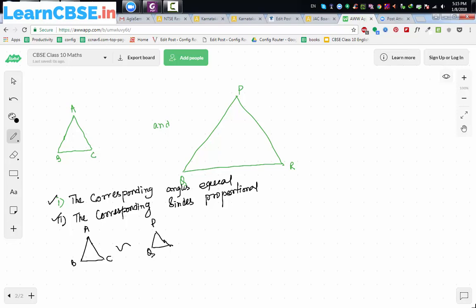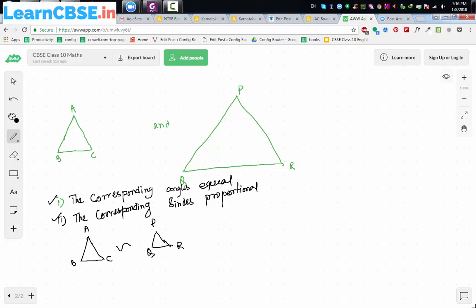Now, what is the difference between congruency and similarity? In congruency, both triangles should be exactly the same, even their area should be the same. But in similarity, that's quite different. They don't need to be the same, but they should look the same, and their areas need not be equal. So from here we can say that all similar triangles are not congruent triangles, but all congruent triangles are similar triangles. That's the relation between congruency and similarity.